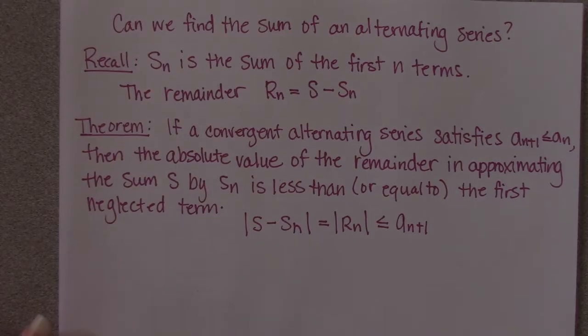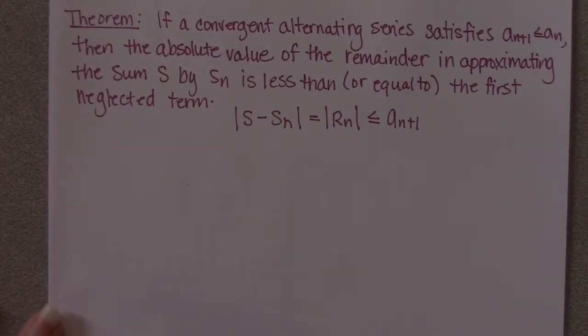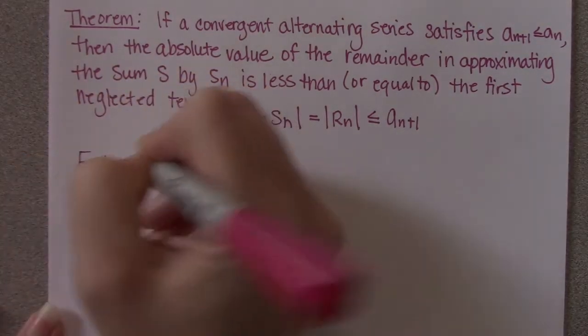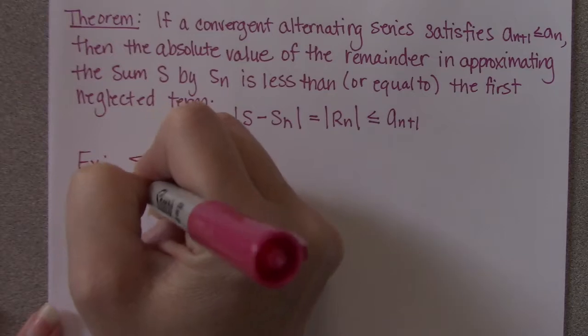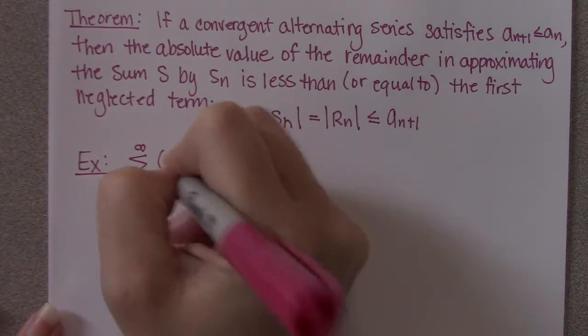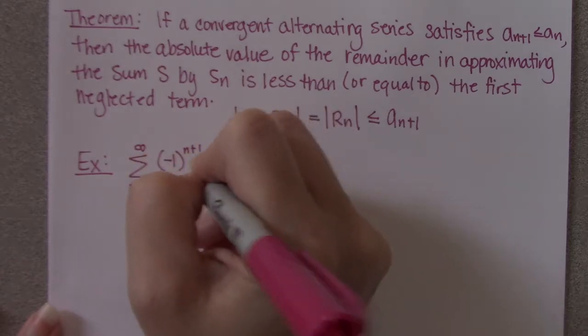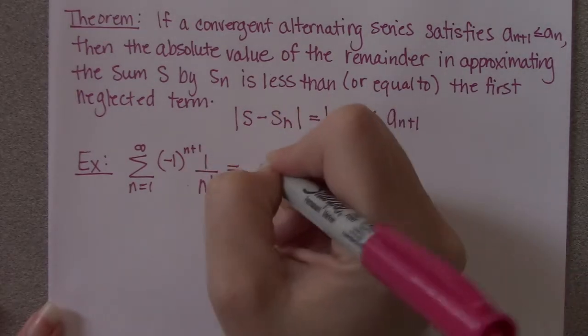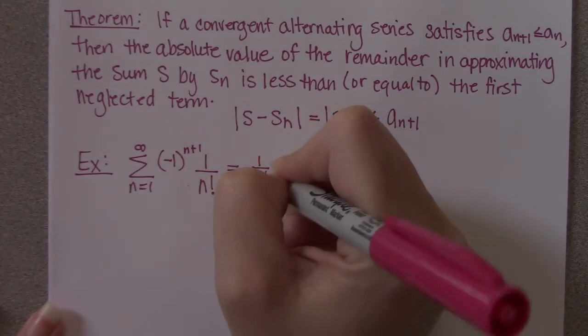So let's look at an example of how you would actually apply this. And when you see some numbers, it actually makes pretty good sense. So if we look at the alternating series, -1 to the n plus 1 times 1 over n factorial, this series is going to look like this.